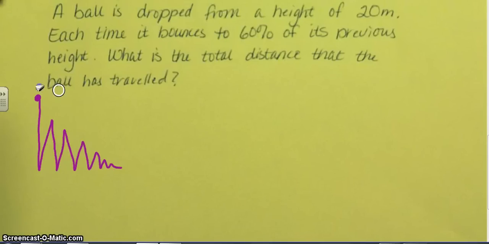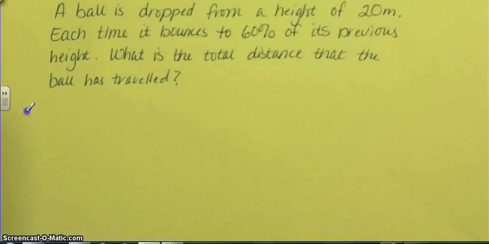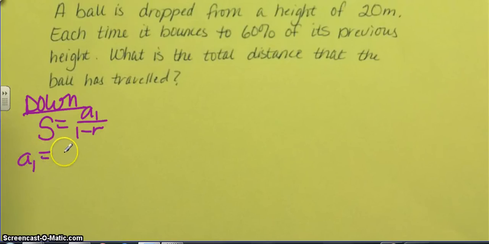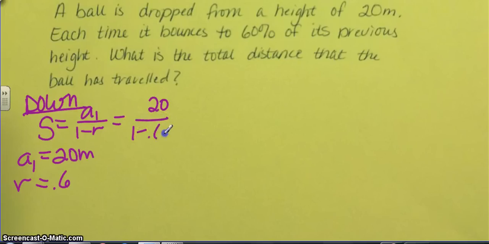And we need to calculate what that distance is. So what I want to find first is how far the ball is traveling down. So the distance that the ball is traveling down is going to follow this formula. And my a sub 1 is going to be 20 meters because it's being dropped from 20 meters. My r is 0.6 because it's bouncing each time 60% of what the previous bounce was. So S is equal to 20 over 1 minus 0.6. And when I simplify this, I get 50.